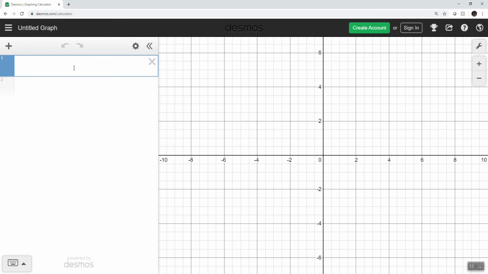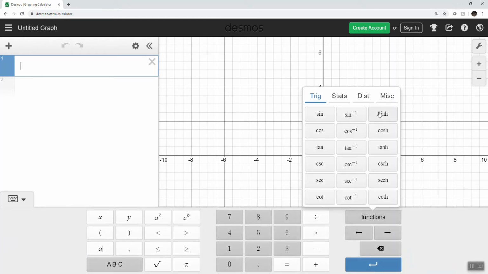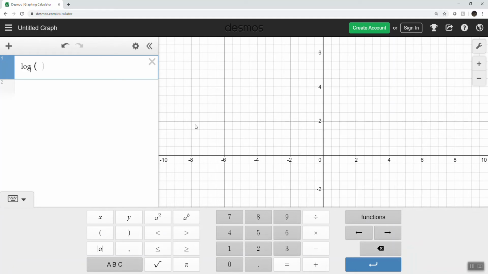I would type this in my calculator or in Desmos by going to my functions. Under miscellaneous, you'll see the log a thing. So I'll do log 2 of 9 minus 6, and there is an approximation of what our x should be, negative 2.83.